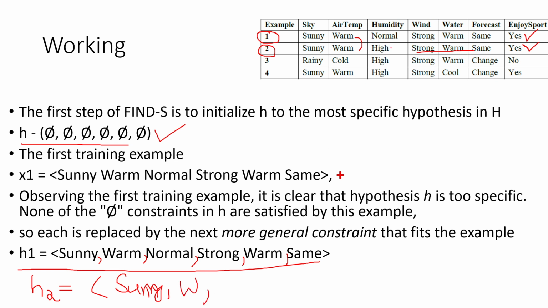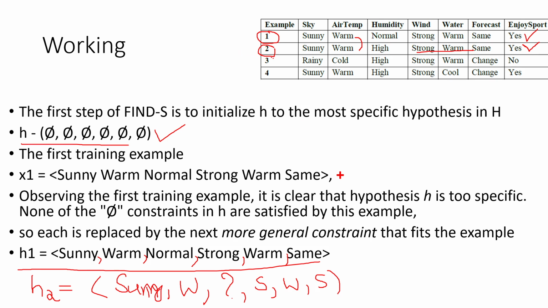Humidity has changed from normal to high. There is a change, so question mark. There is no change here. In these three parameters also there is no change. Keep those attributes the same. Wind is strong, water is warm, forecast is same. So this is H2.